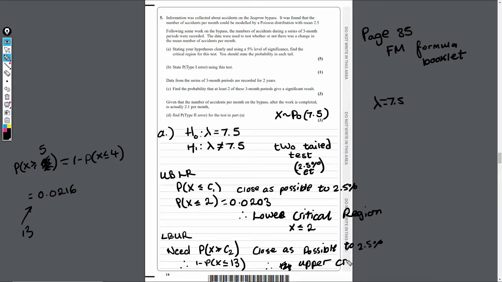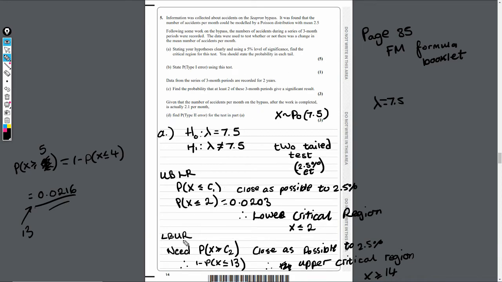So I'm kind of running out of room here. Hopefully, I should just fit it on. Upper critical region is when x is greater than or equal to 14. And the probability for that is, like we said here, 0.0216. Okay, so those are the probabilities in each tail, and we found the critical regions for these tests.